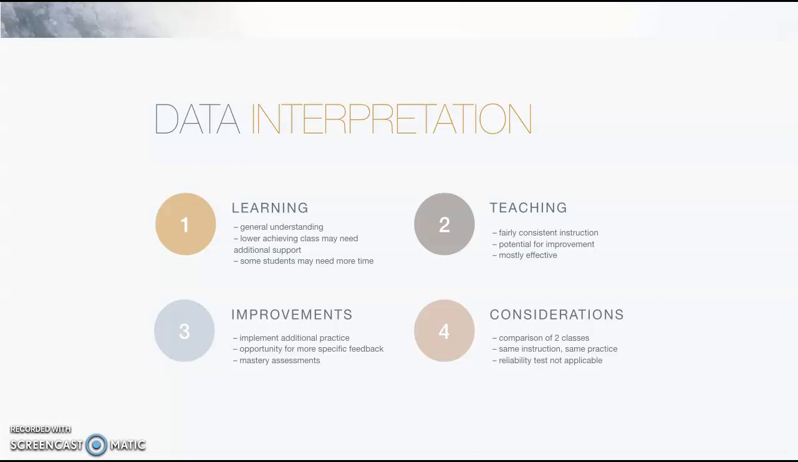So the next and last piece of my data interpretation were just some considerations. I'm going to go back to the concept that this was a comparison of two classes, two German 1 classes. They learned the same things, more or less. So obviously it's two different classes, so things could have been a little different. They received the same instruction, the same practice activities. And then the last thing there is that the reliability test isn't super applicable here.